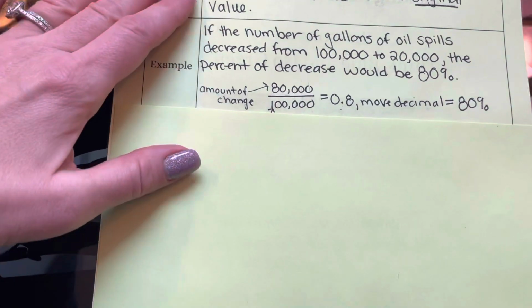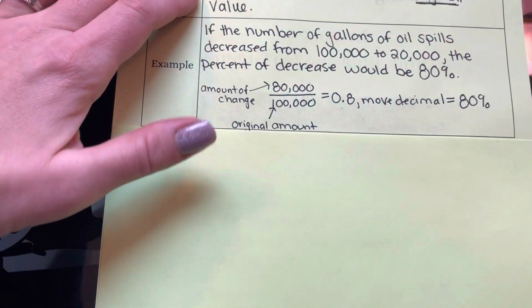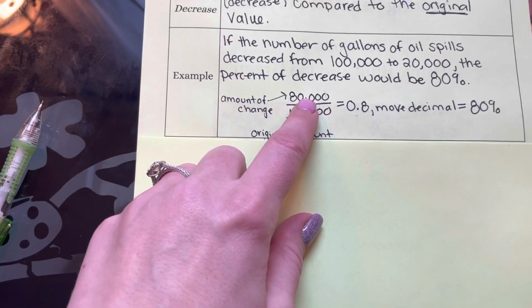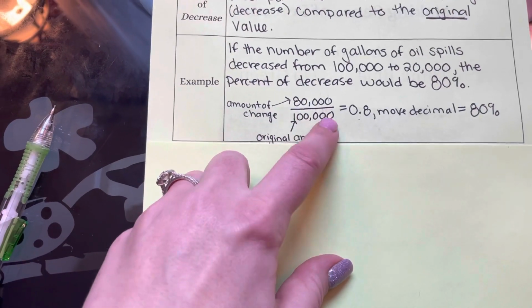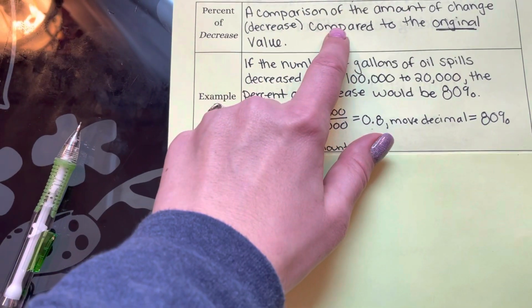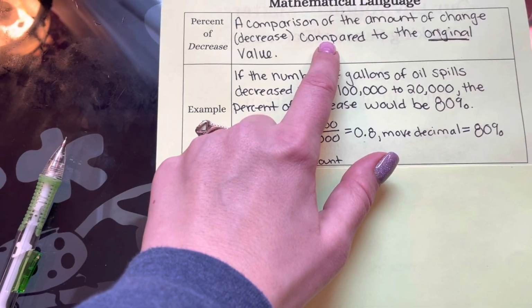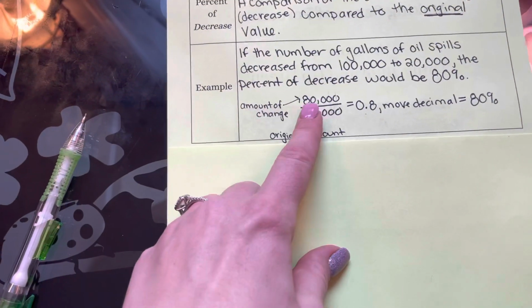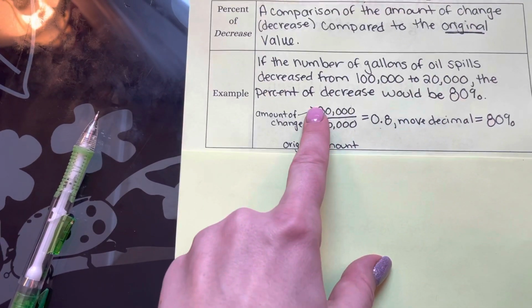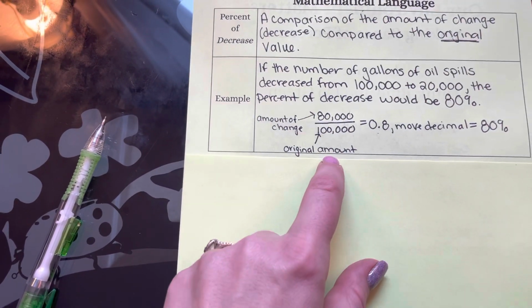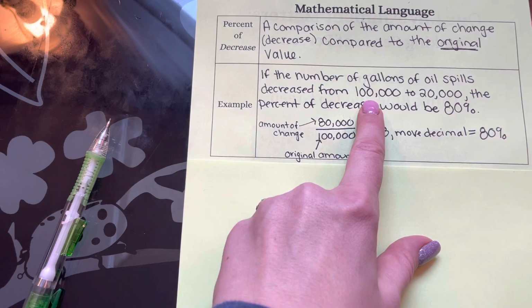And our formula here to find the answer is going to put the amount of change over the original amount. So it's a fraction here, right? We're comparing. That's what a fraction is anyway. It's comparing a part to a whole. So our part is the amount of change, the difference, which is 80,000. Our whole is the original amount, and we started with 100,000.